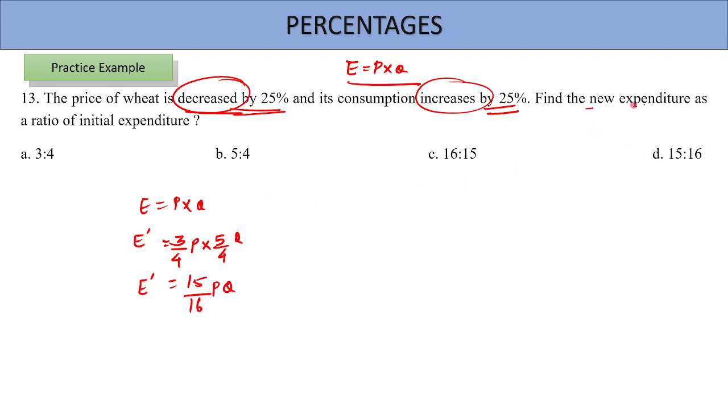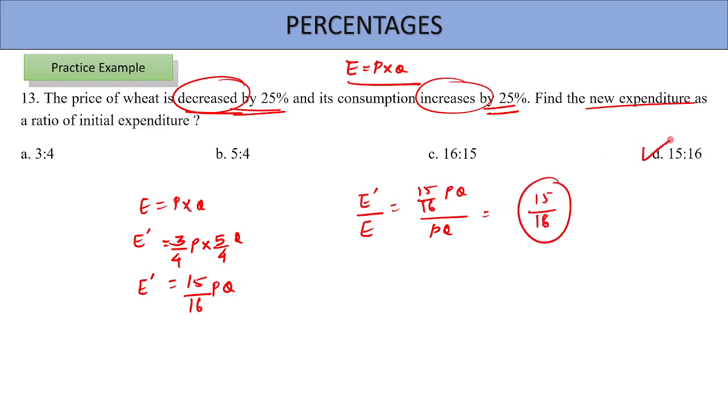So I have to find the ratio of new expenditure to that of the initial expenditure, which is 15 by 16 PQ divided by PQ. So it is 15 by 16. Option D. A simple sort of sum, guys. We have used this concept over and over again. I hope this sum is also clear.